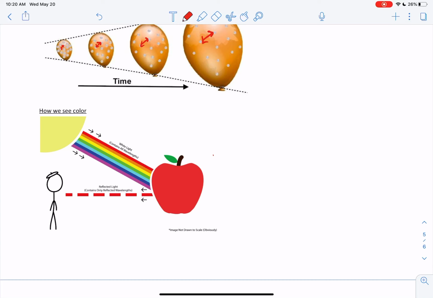So for an apple, it would absorb all colors of light except red, and it will reflect red light, okay? So this is how we see things, and you're going to watch an Edpuzzle video about why the sky is blue based on this, okay?